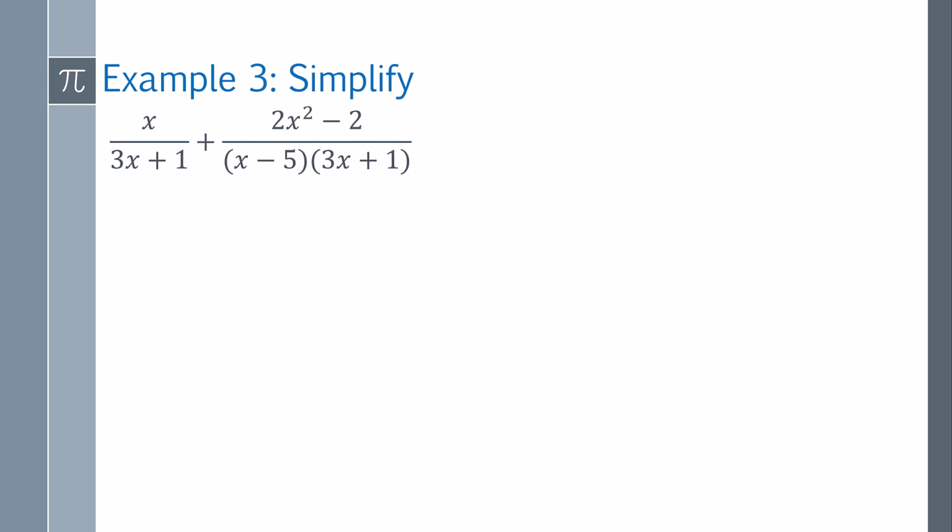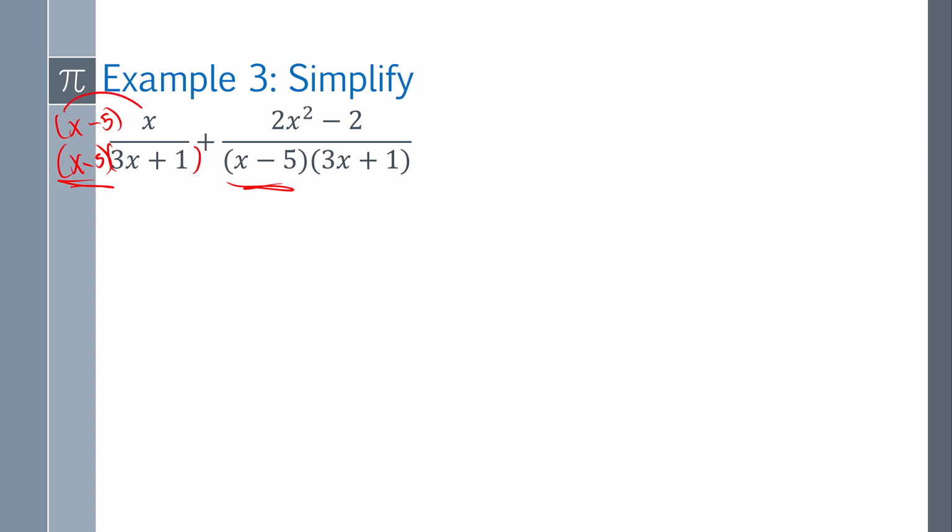Now, in this example, we don't have the same denominator. Notice that they both have an x or a 3x plus 1. This side has an x minus 5, but this side doesn't. So the common denominator just means that the factors are the same. So I need to multiply by x minus 5 over x minus 5. We have to make the denominators the same.